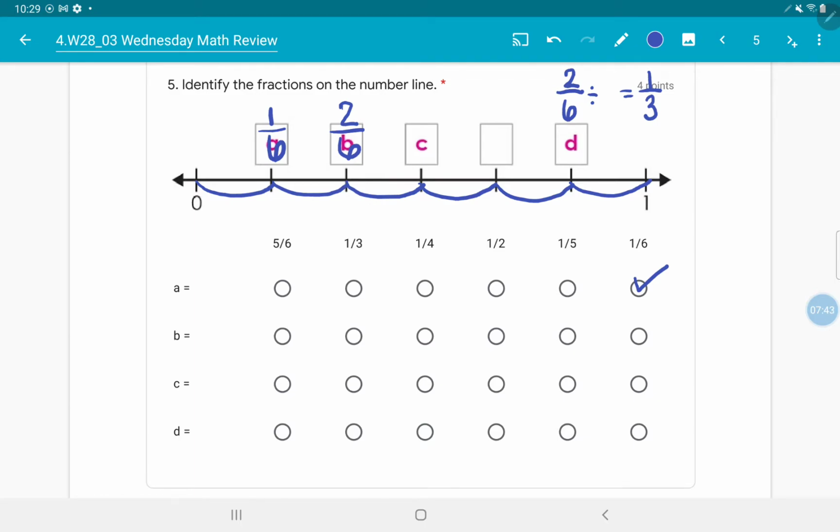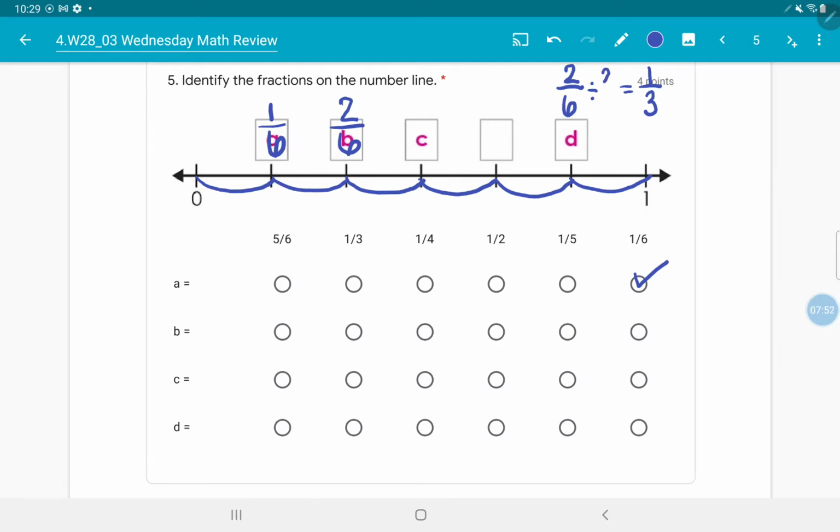2 divide. If I have 2 things, how many groups would I have to put them in to have 1 in each group? 2. So 2 divided by 2 equals 1. What's 6 divided by 2? 3. So is 2/6 equal to 1/3? Yeah, so B is 1/3. Good job, Cash.